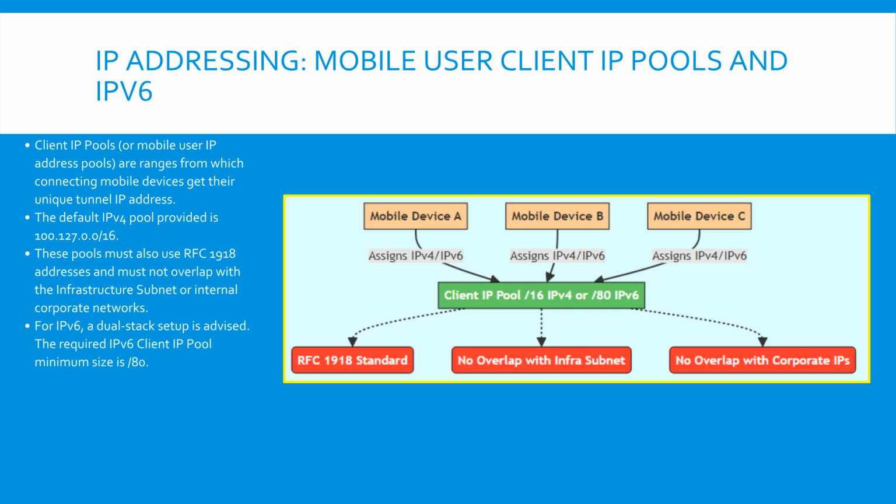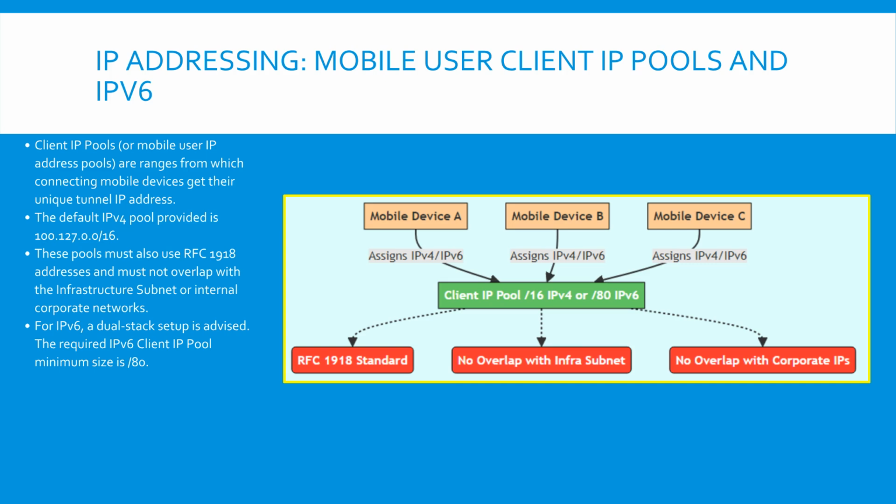The default IPv4 pool is 100.127.0.0/16. Careful sizing is needed, as each unique connected device requires its own address. Similar to the infrastructure subnet, these pools must adhere to RFC 1918 standards and must be unique. They cannot overlap with internal networks or the infrastructure subnet. If you are moving towards modern addressing, Prisma Access supports IPv6. However, a dual-stack configuration, IPv4 and IPv6, is recommended. If using IPv6, the client IP pool must allocate a minimum subnet size of /80.